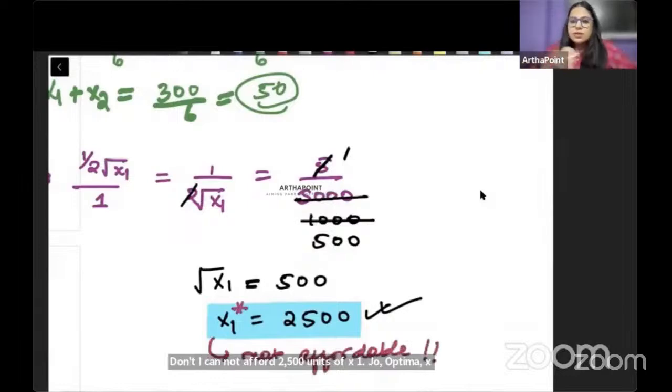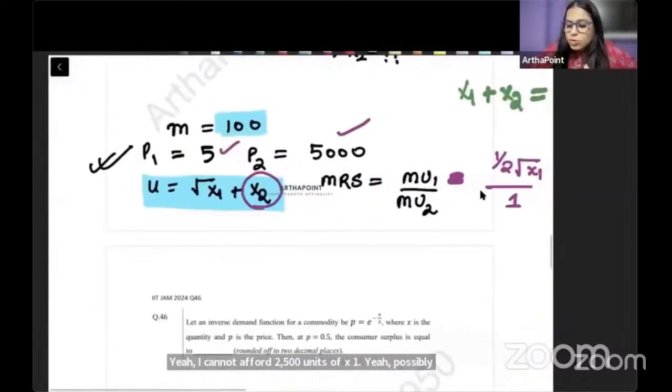Is this clear? I cannot afford 2,500 units of x1. This is not possible. So it is clear that 2,500 units of x1 is not affordable, so I cannot go ahead and get that.